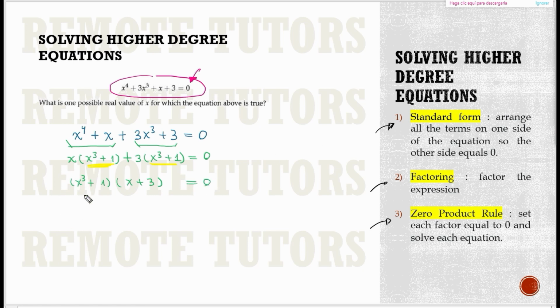Finally, either x cubed plus 1 gives 0 or x plus 3 gives 0. So x cubed is negative 1, so x is negative 1, or x is negative 3.